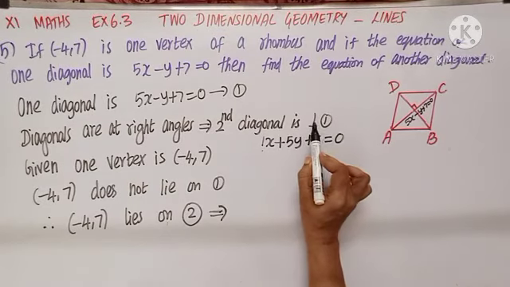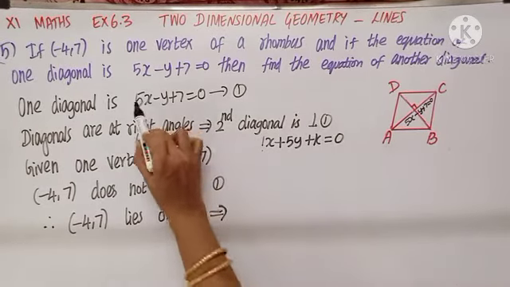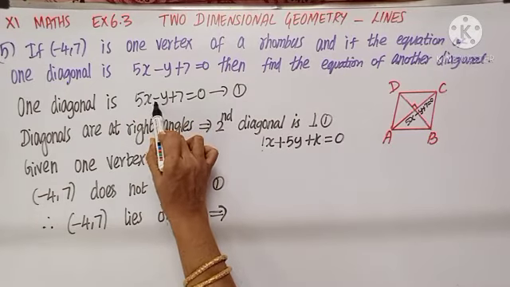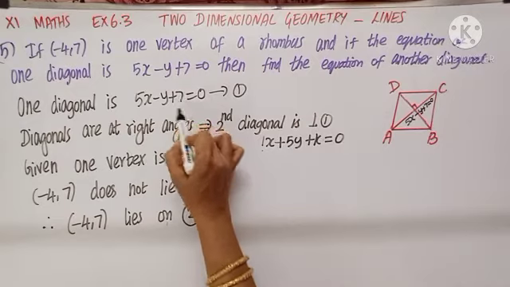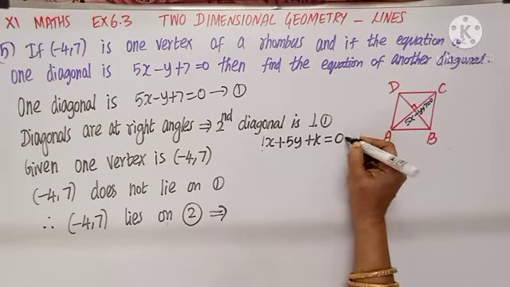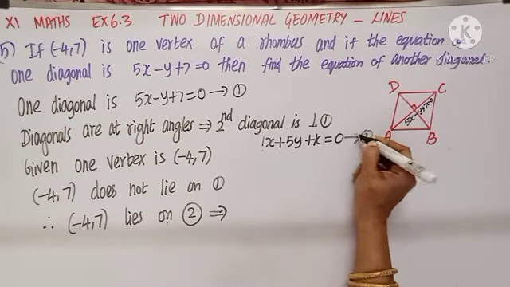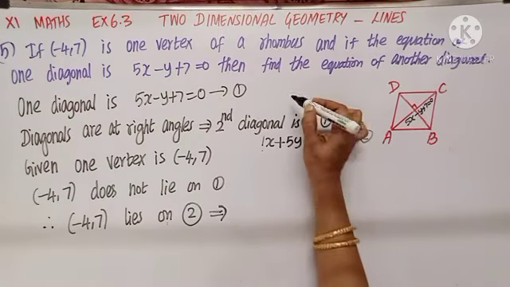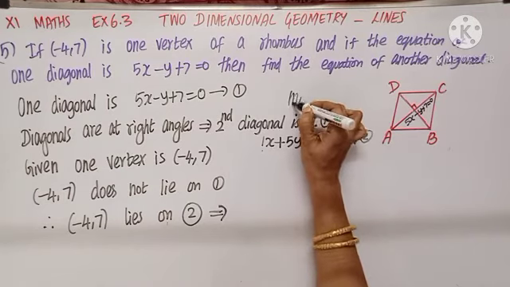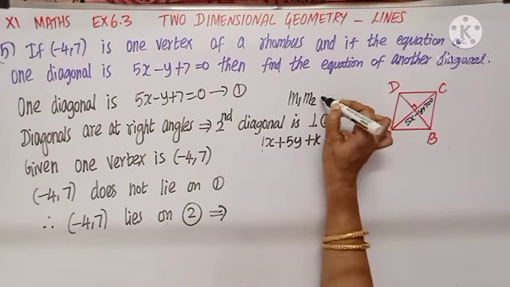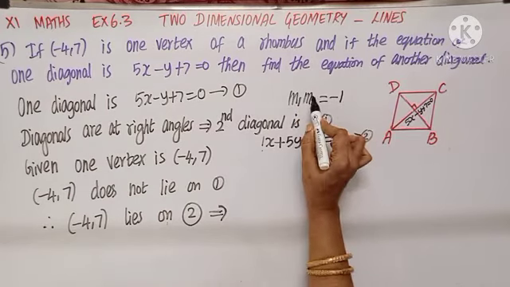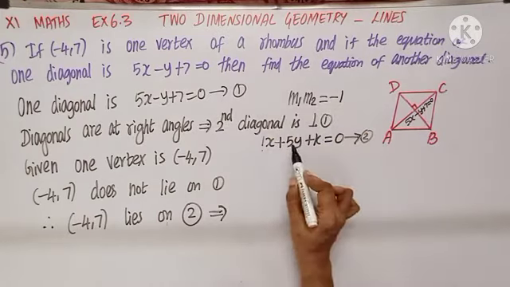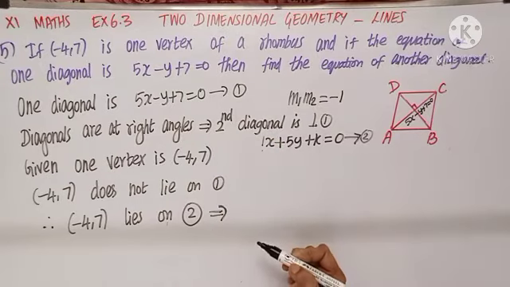So how to write the perpendicular line? Interchange x and y coefficients. Change the symbol of y. Change also the constant. Call it as number 2. Why do we do this? Because we know m1 m2 equals -1. Whenever two lines are perpendicular, the slope of the perpendicular is the minus reciprocal. Using that idea, we write like this.